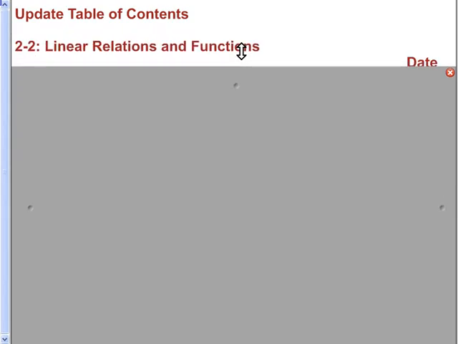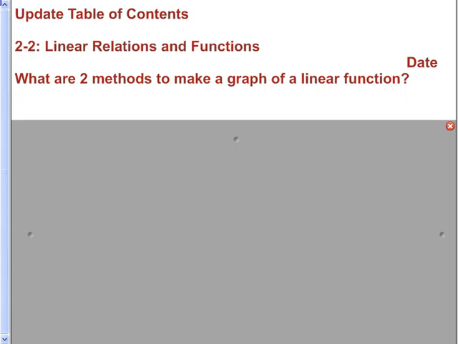Welcome back again. Start again by updating your table of contents. Today we are doing lesson 2.2, linear relations and functions. Make sure that you date it. And the essential question today is, what are two methods to make a graph of a linear function?